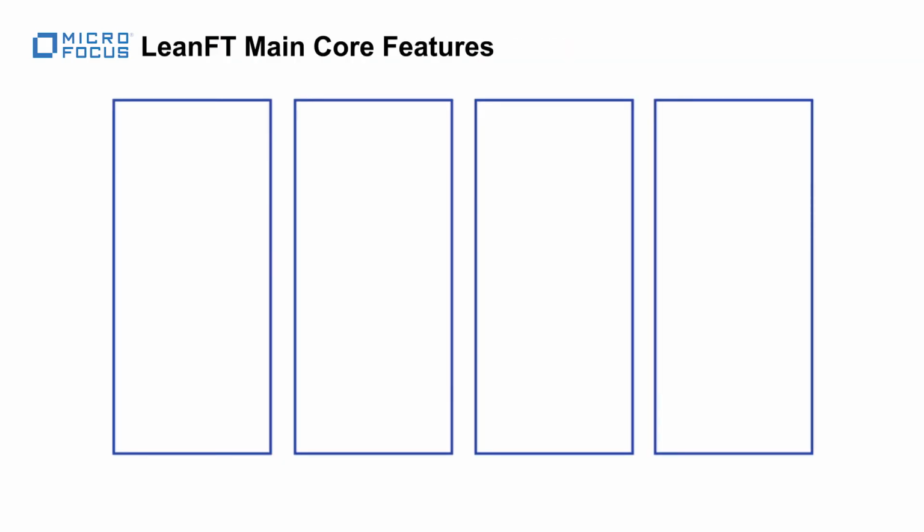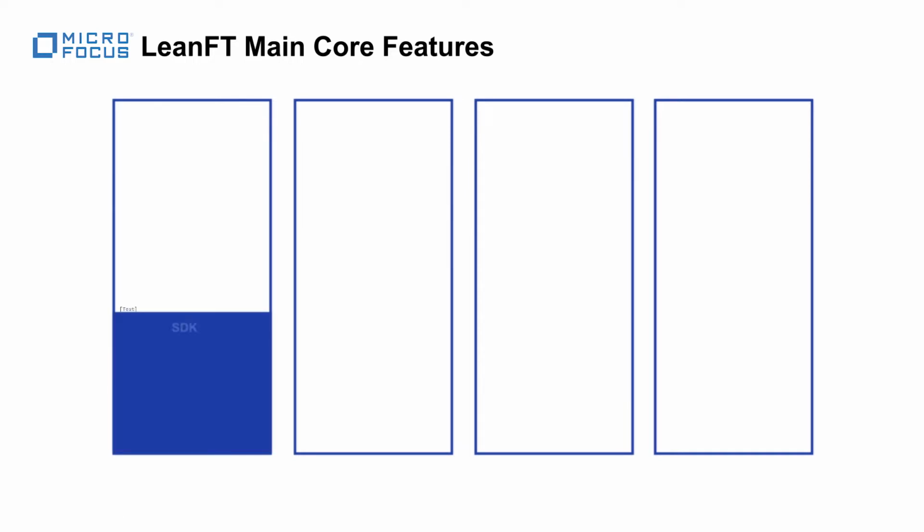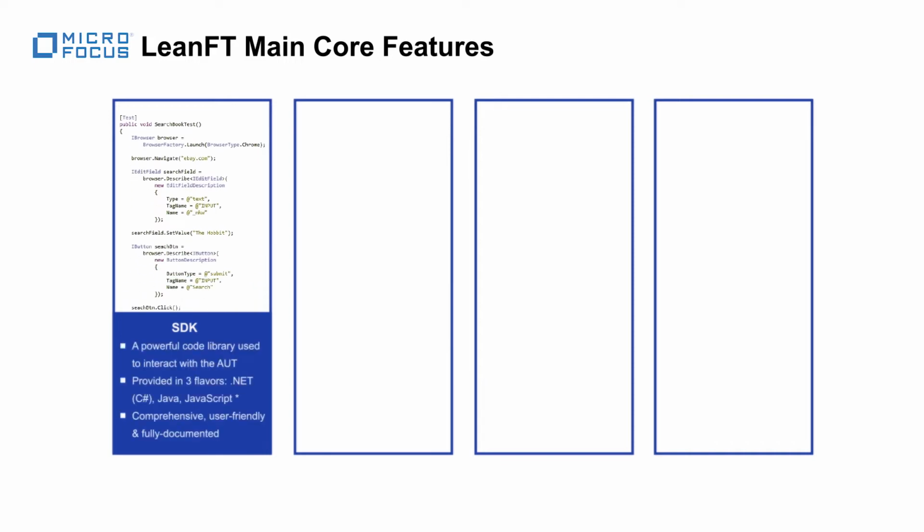Now that we have a basic understanding of what LeanFT is, let's review its main core features. The core of LeanFT is its SDK. The SDK is a comprehensive and user-friendly automation code library which is used in the test script to define the interaction of the test with the application. Each type of application object in each supported technology has its own types within the SDK and provides all the API which is needed to identify objects of that type and manipulate them. The SDK is available in .NET, Java, and JavaScript flavors.